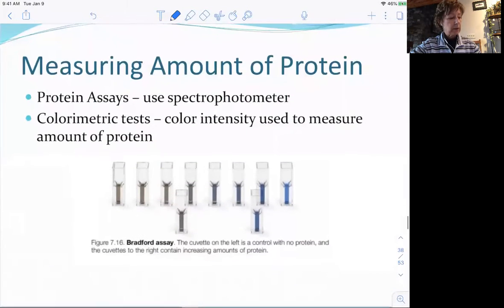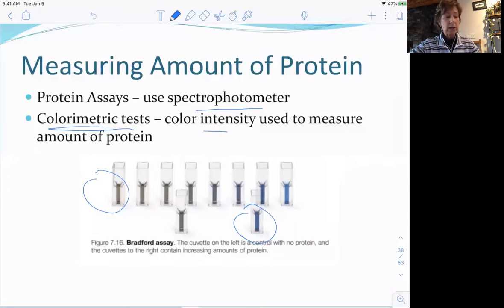So one way to measure protein is to use what's called a spectrophotometer, which measures the wavelengths of light and the intensity of the light absorbance. And we can use what's known as a colorimetric test, where we have a reagent that binds to the protein. And so the amount of color that we get is proportional to the amount of protein that's present. So if we have a very dark color, we have a lot of protein present. If we have a light color, it's relatively less.